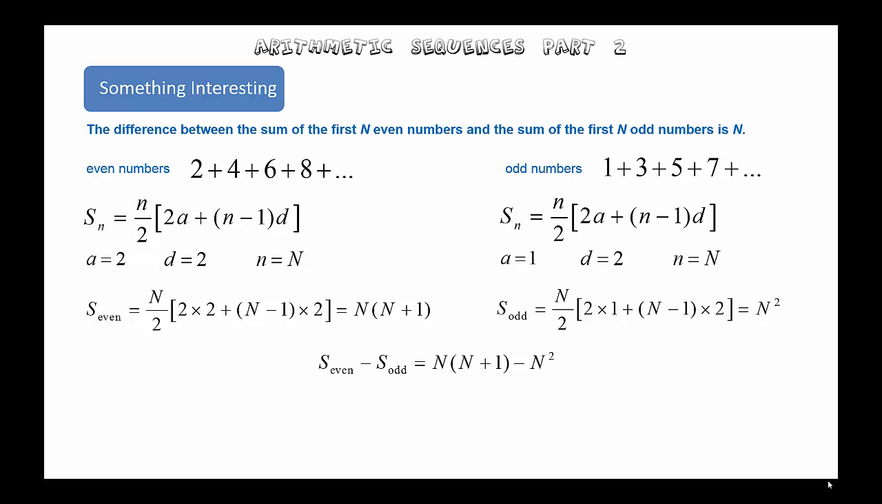Now what we want, of course, is the difference between them, so we can work out the expressions for the even minus the odd, and you can see it's there on the right, n bracket n plus 1 minus n squared. We can simplify that by expanding the brackets first of all, and then notice that we can cancel the n squareds and we're left with n. So we've shown that the difference is indeed equal to n.